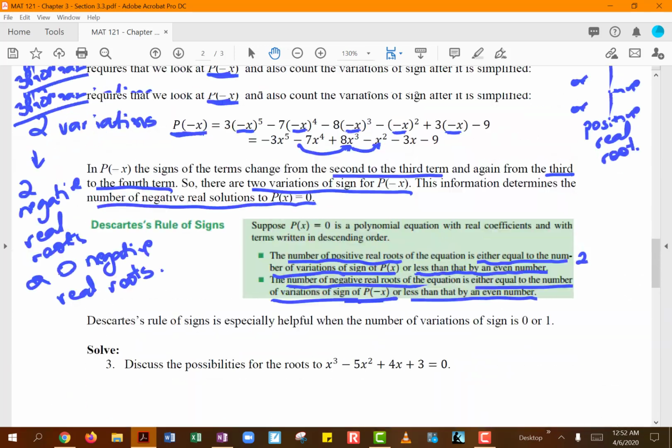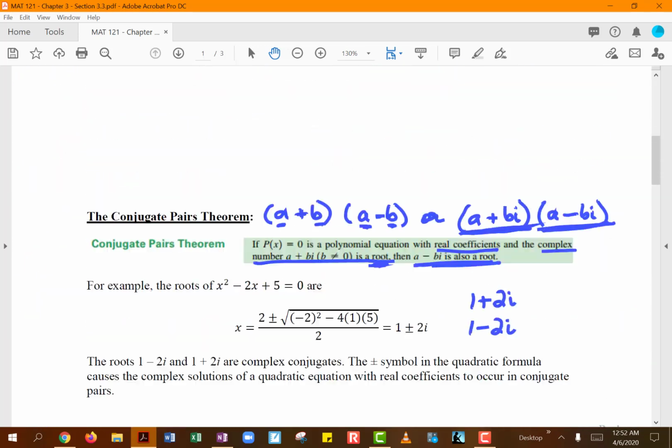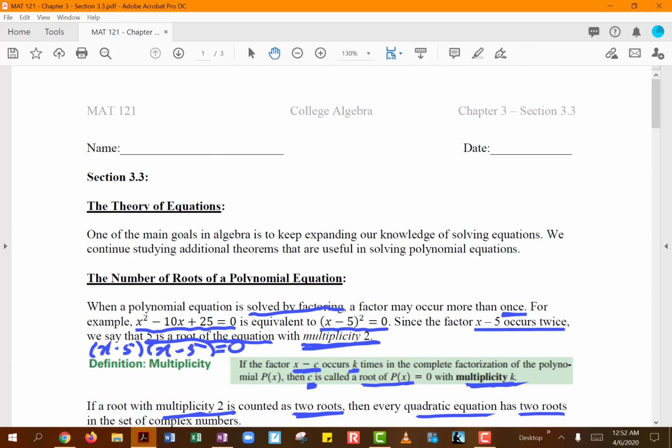So that's how these rules and theorems work out. So again, if you have any questions about section 3.3, let me know, and we can go over those questions in class.